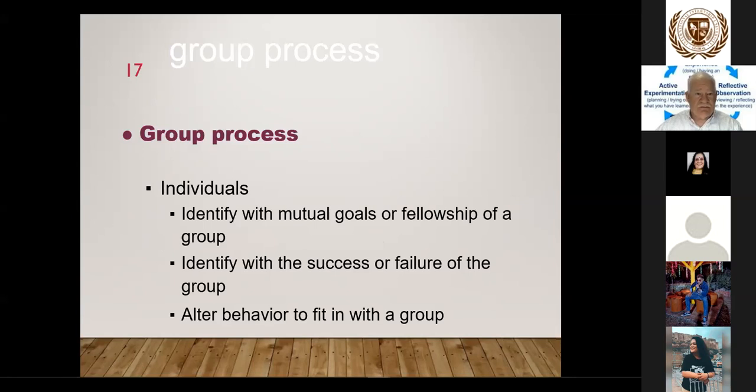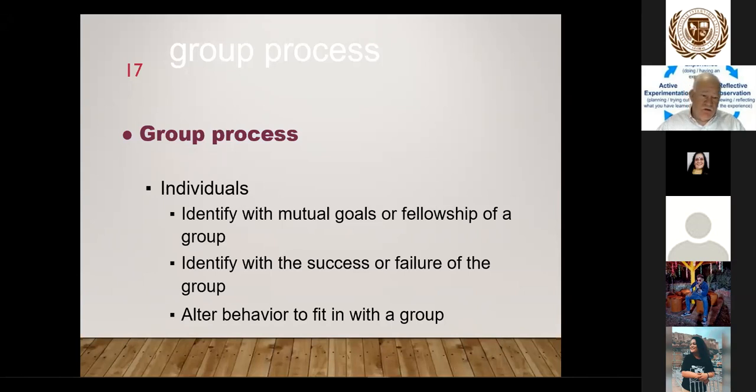Okay, there we go. So we want to look at group process. And what happens with the group process is you have people coming together as individuals, and then they begin to identify with mutual goals or fellowship of the group. At first, you're kind of figuring out each other and considering each other, but with time, things going well, you begin to identify with the people in the group and the intent and the relationship part.